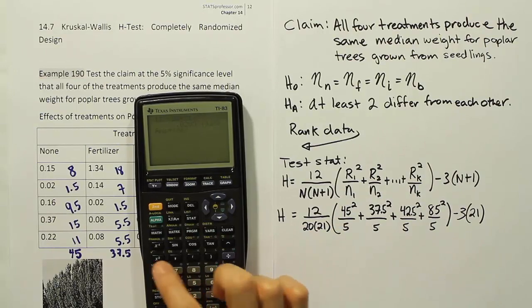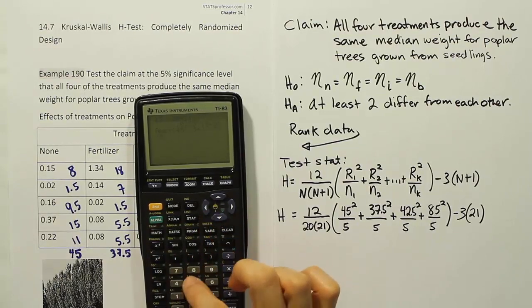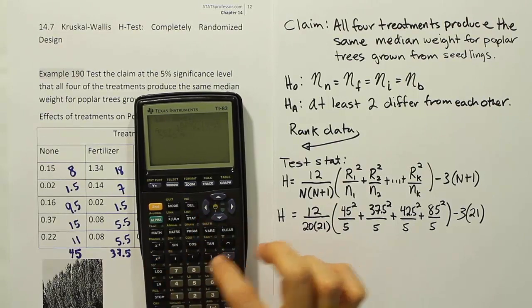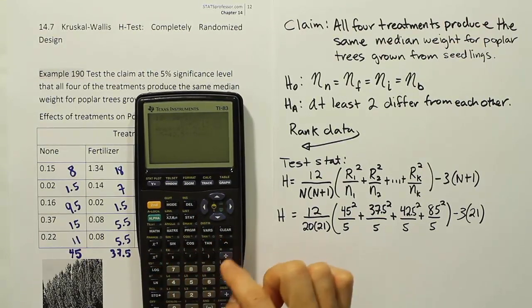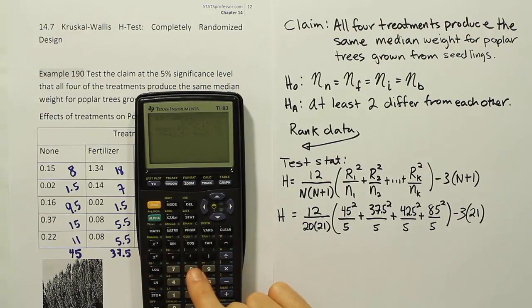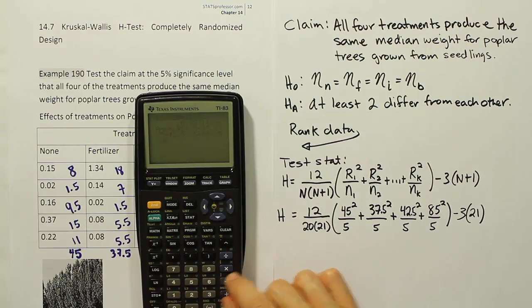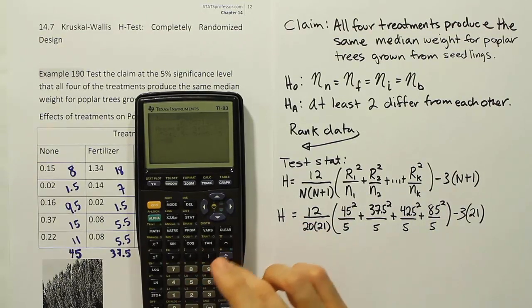It'll have 45 squared divided by 5 plus 37.5 squared divided by 5 plus 42.5 squared divided by 5 plus 85 squared divided by 5. Very important you don't make any typos here because they could be detrimental, obviously, right? It'll ruin all your hard work prior to that. Then 3 times 21, so it'd be 63, or you can just type in 3 times 21. Okay, when you're done, you get a total here for h.